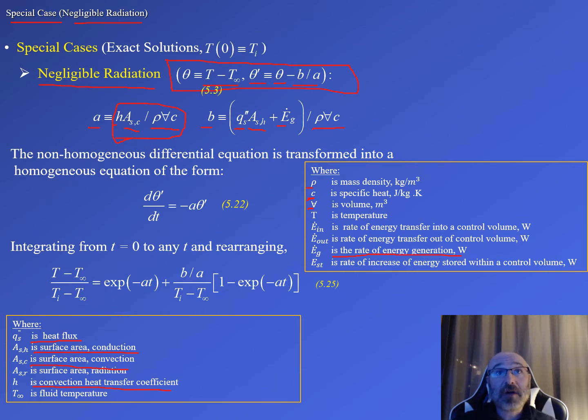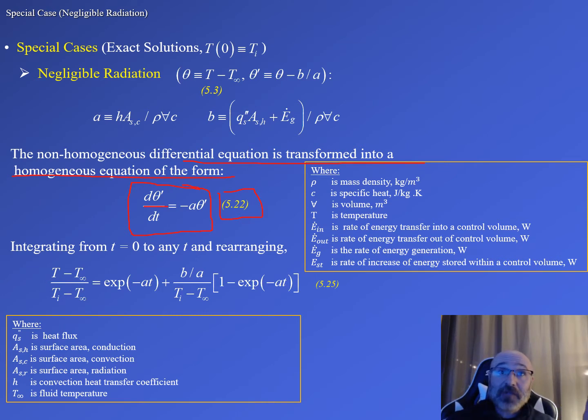Plug it back up into here, in this equation right here for negligible radiation, and make sure that the units check out. So this non-homogeneous differential equation can be transformed into a homogeneous equation in the form that's shown in equation 5.22 in our textbook. And you can go through, and the textbook actually does a really good job of going through this entire derivation and coming down to how they came up with this relationship here, which we have: our d theta prime dt is equal to negative a theta t right there.